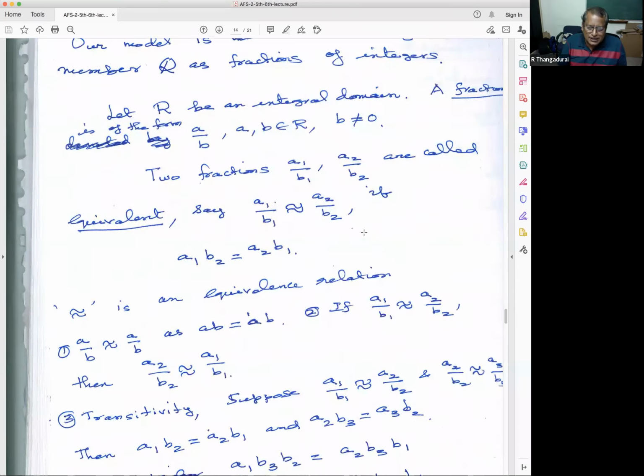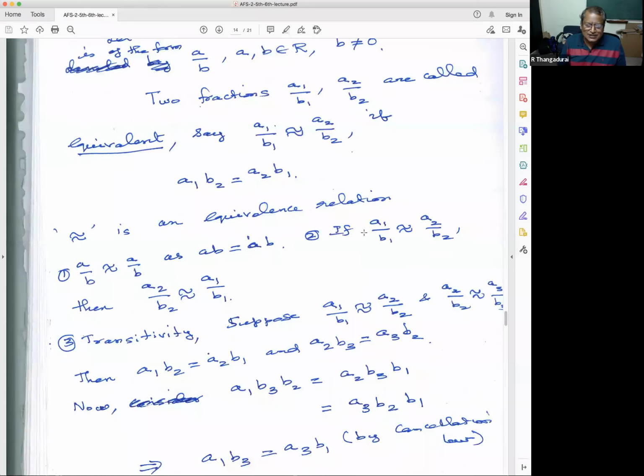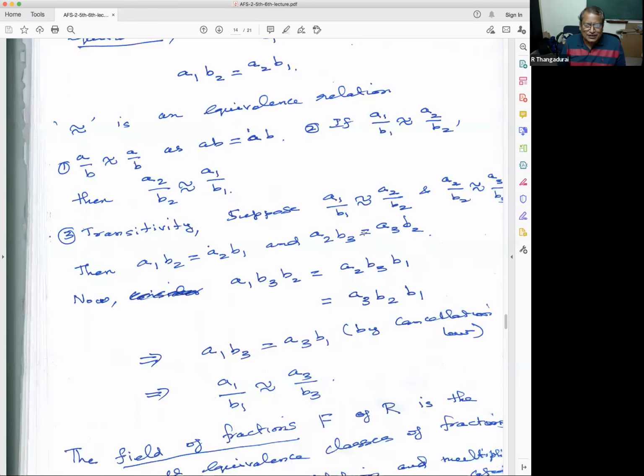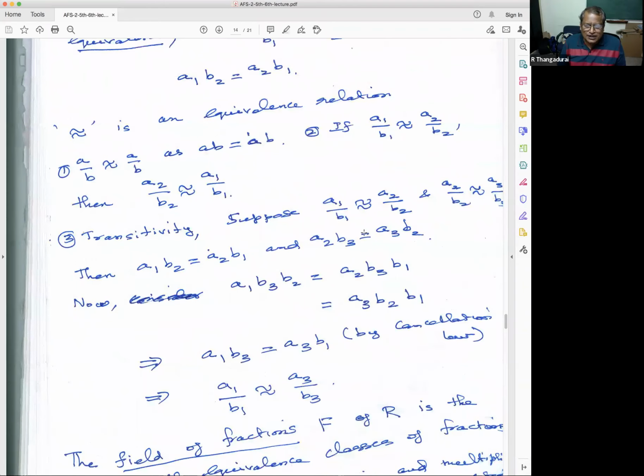This relation is an equivalence relation. It is trivial to check. Equivalence relation means first of all, A is related to A itself; then if A is related to B, then B is related to A; then transitivity: if A is related to B and B is related to C, then A is related to C.